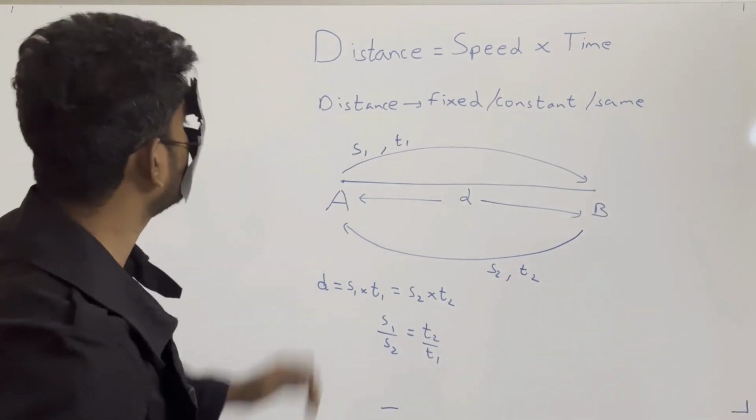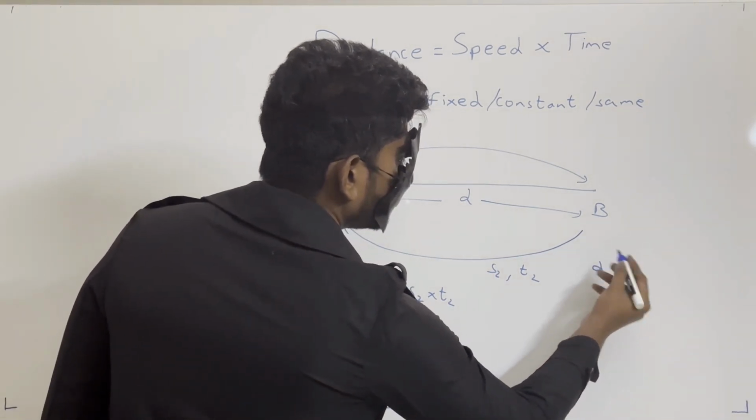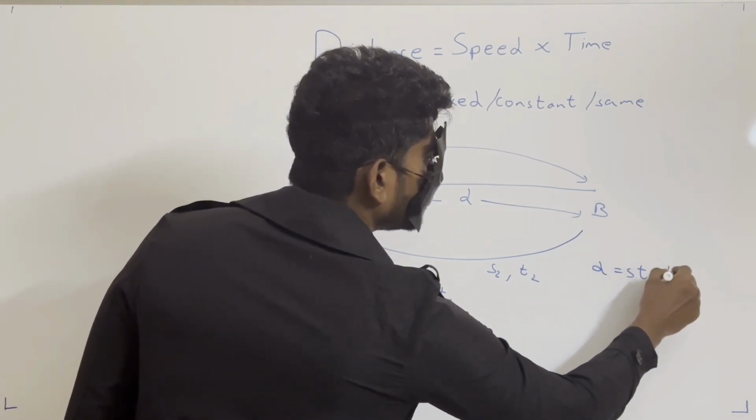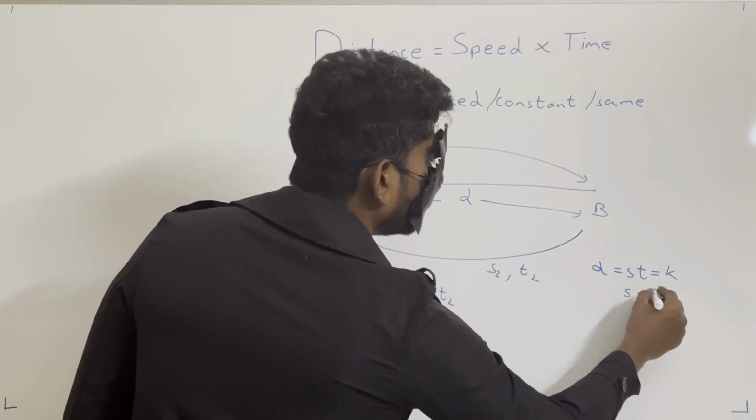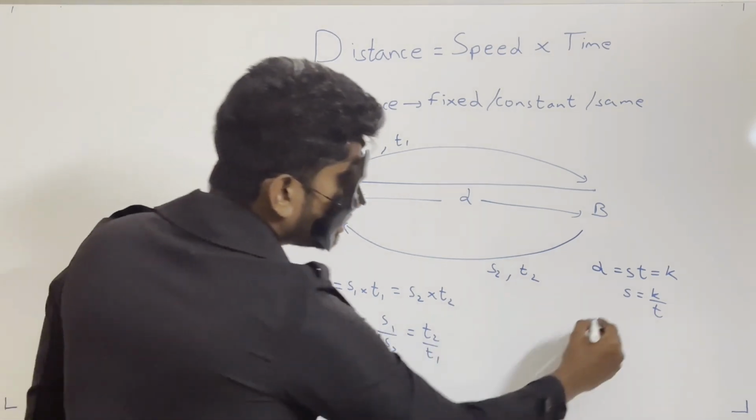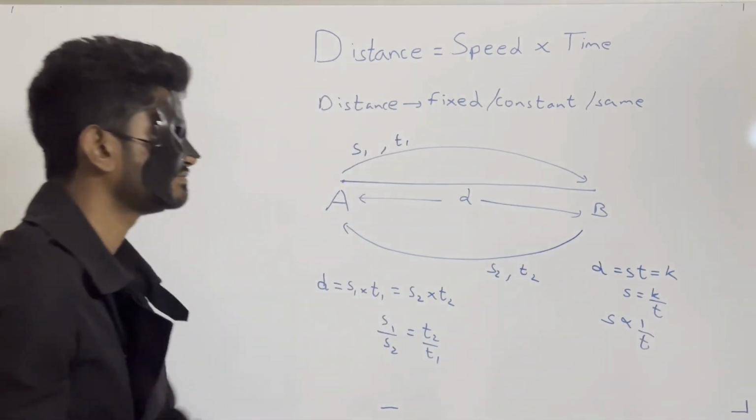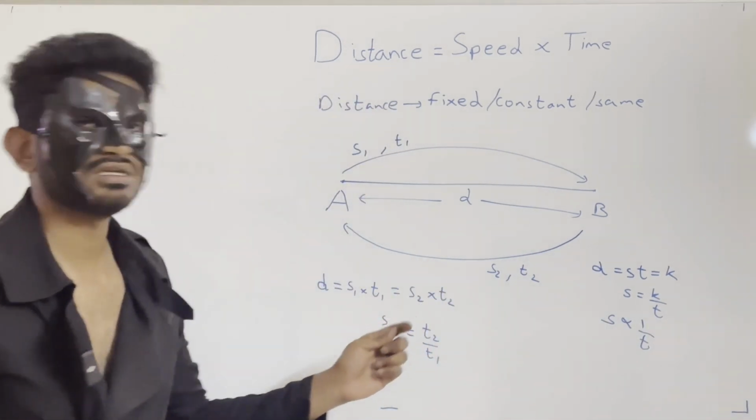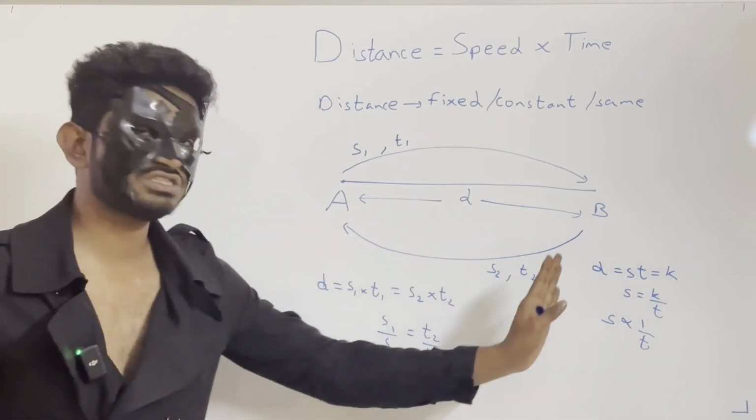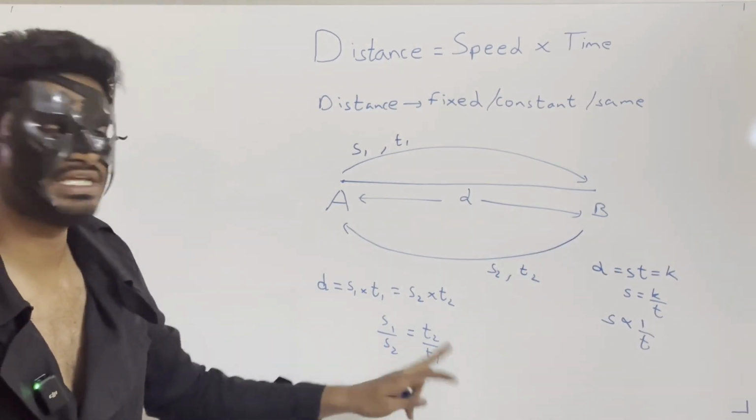So when distance is constant, D is equal to S into T, speed into time, so it is equal to some constant K. So speed will be equal to K by T. So speed is inversely proportional to time. When the distance is fixed or constant, then speed is inversely proportional to time. So S1 by S2 will be equal to T2 by T1.